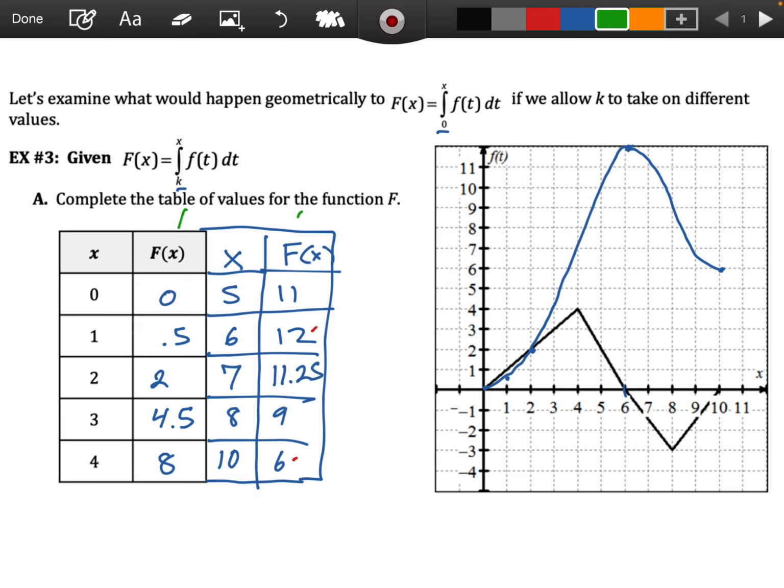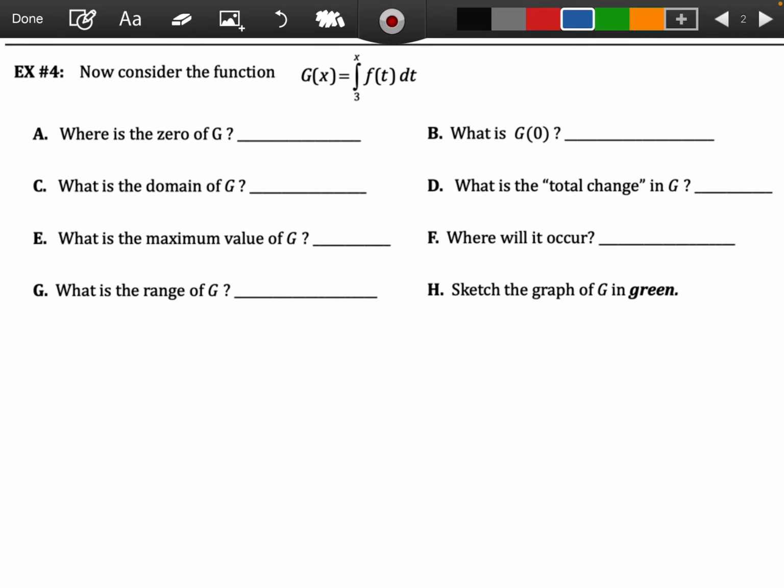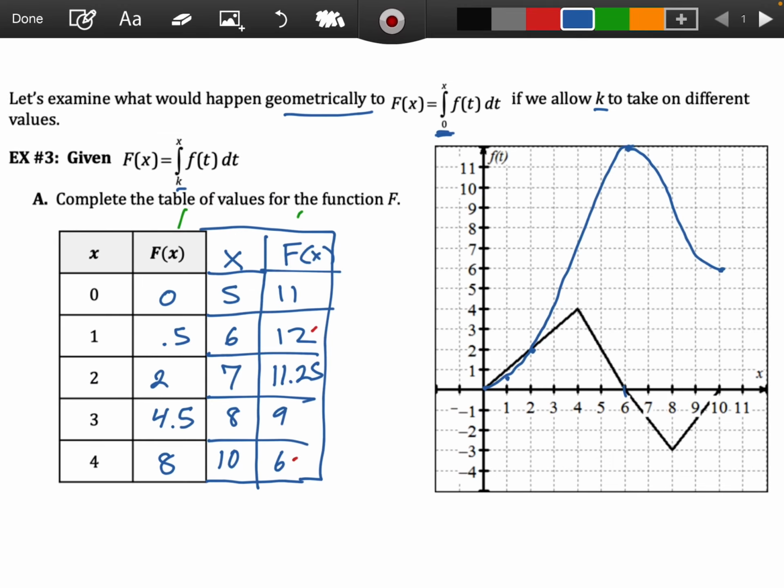Now, we're gonna go back again to the initial question of what would happen geometrically if we allowed k, the lower bound, to take on different values, right? So that was for that function. Now, let's say we have this function here, okay? Capital G of x is the antiderivative of the function, and it starts at 3. Instead of 0, it's going to start at 3. So we look at this graph.